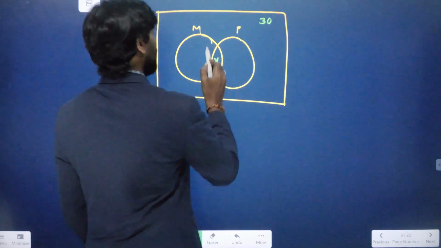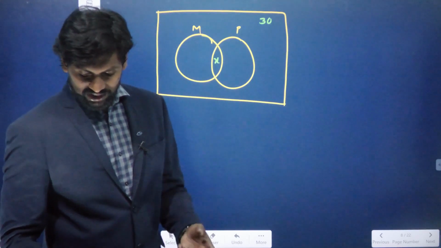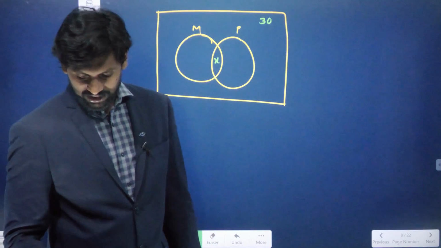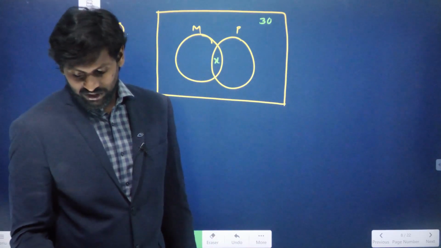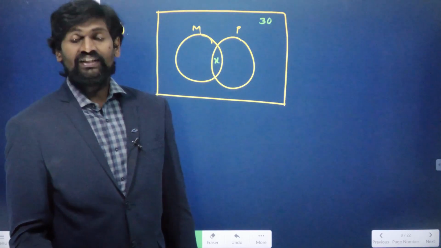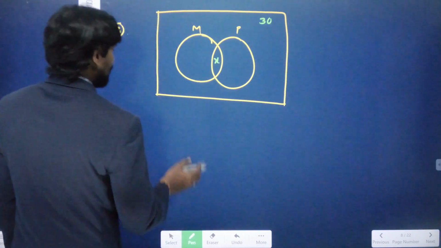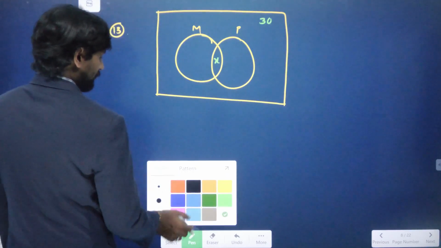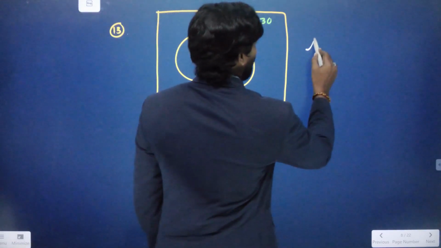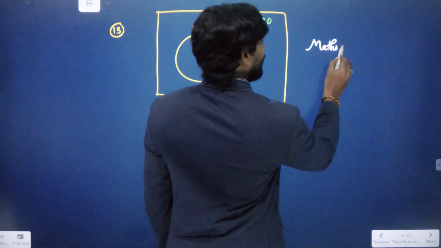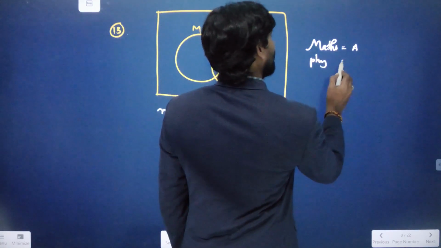Here the common part is x. Mathematics has 10 members, physics has 15 members, and 10 take neither, so 10 members are not taking anything. Then we need the number of students who take both mathematics and physics. Let us take mathematics as the set A, and the physics subject as the set B.